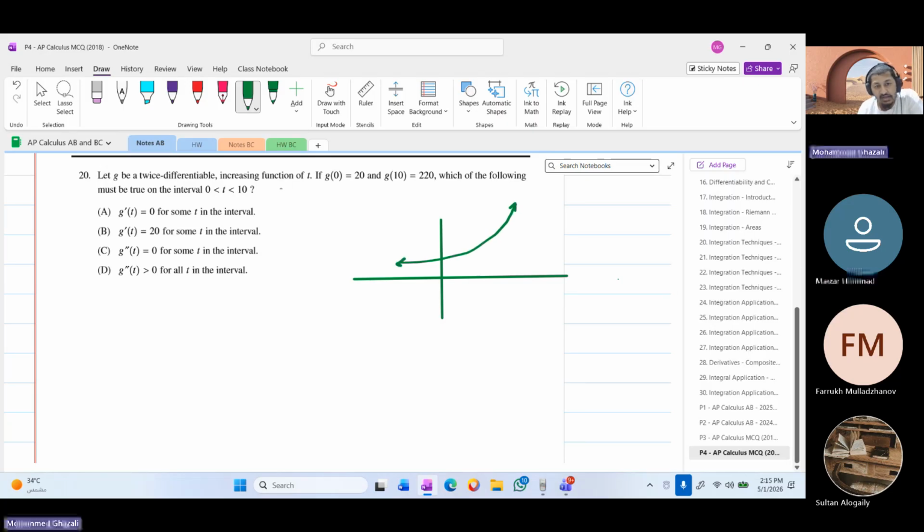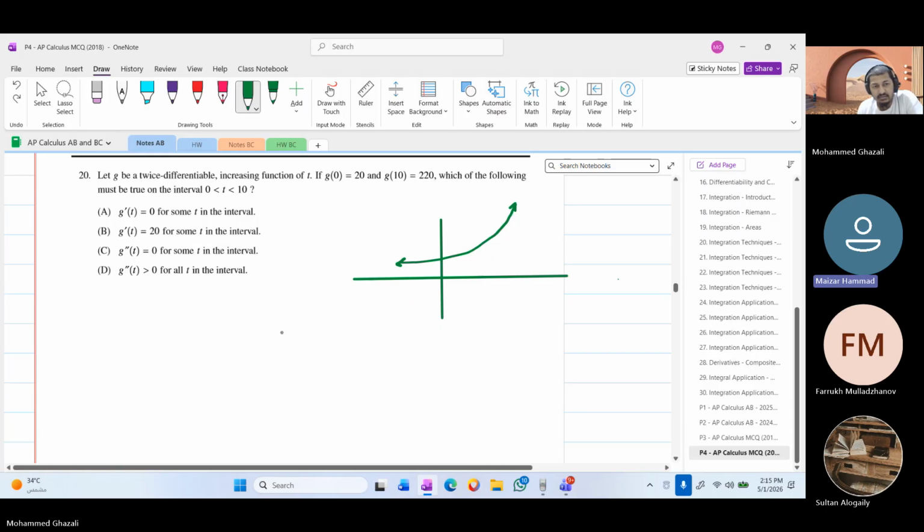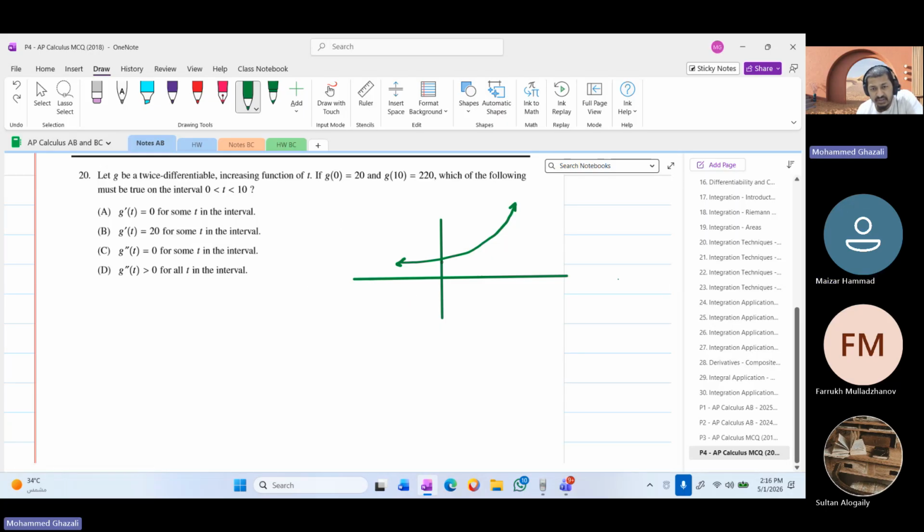It doesn't need to be like this. It can also be going concave down. Saying differentiable twice means that you can find the double derivative of the function, right? Yes, correct. And if g of 0 is 20, and if g of 10 is 220, so you've got 0 and 10, and that's 220.